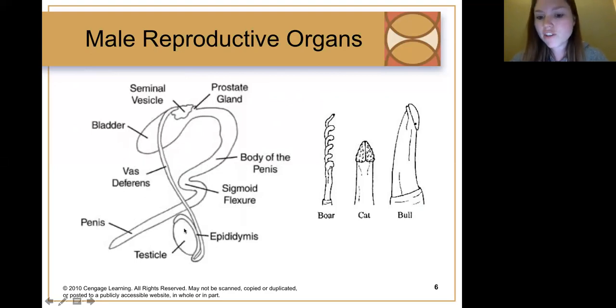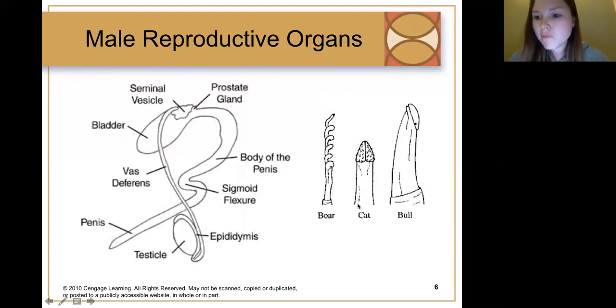And just to kind of show you some differences in different livestock species, here's some pictures on the right. So you have a bull, a cat, and a boar. I did not know until I went to college that the boars looked like that. I thought it was kind of interesting. And so the pig in the sow, her cervix is actually kind of curvy like that too. And so the penis can actually screw in and it helps with mating.